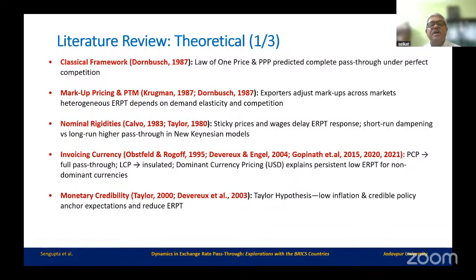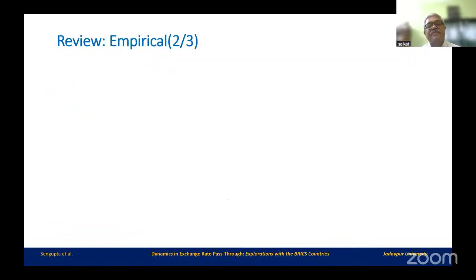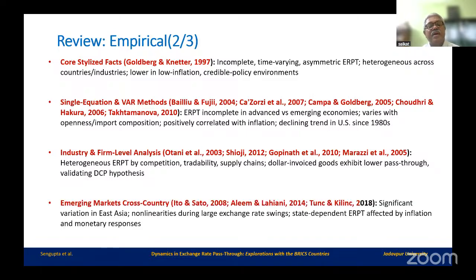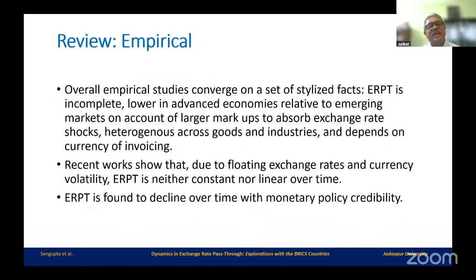Now, all these empirical studies, please go to the next page and next page and next page. I have very cryptically reviewed the literature. Next page. Please go to the next page.